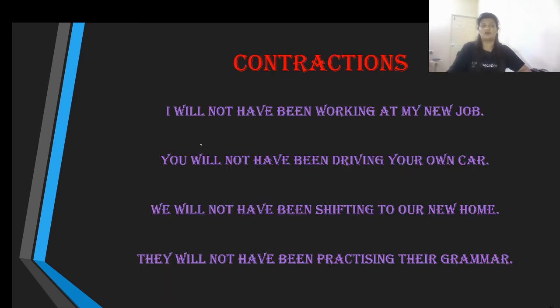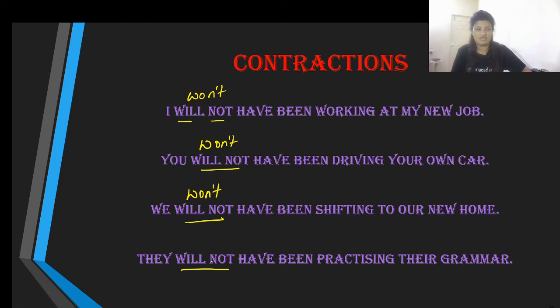Now let us talk about the contraction which is done with will and not. Will not gets combined and becomes won't. I won't have been working at my new job. Similarly, you will not becomes you won't have been driving your own car. Or we won't have been shifting to our new home. Similarly, they won't have been practicing their grammar.